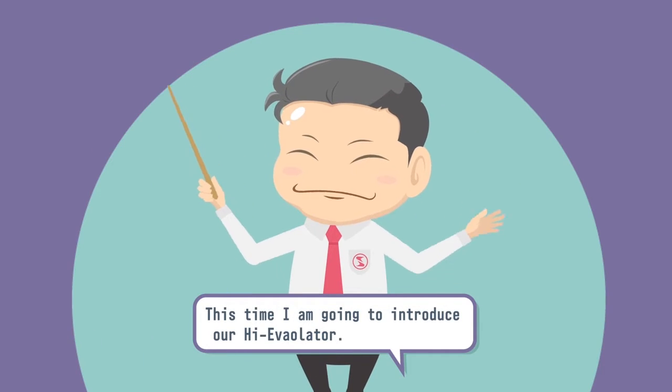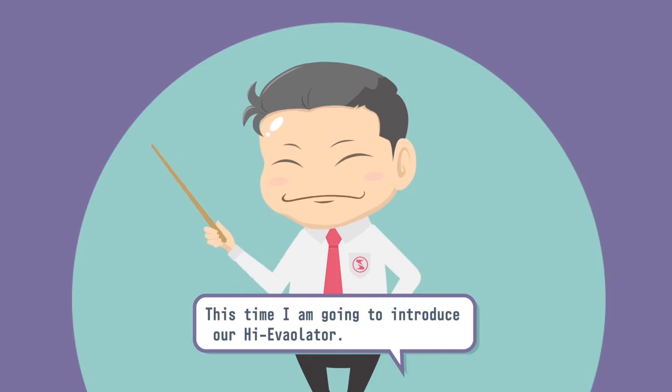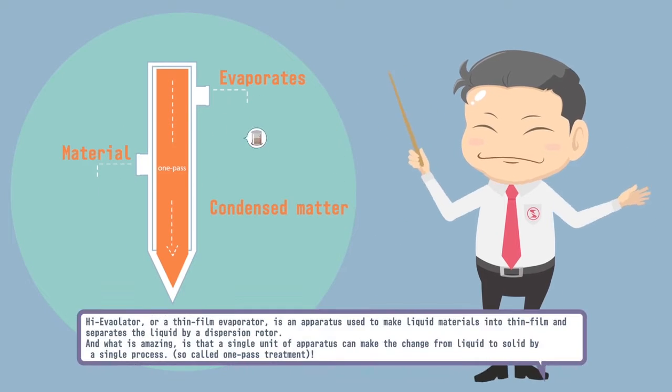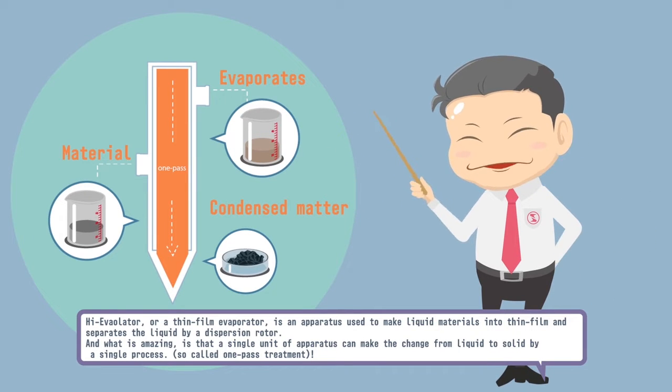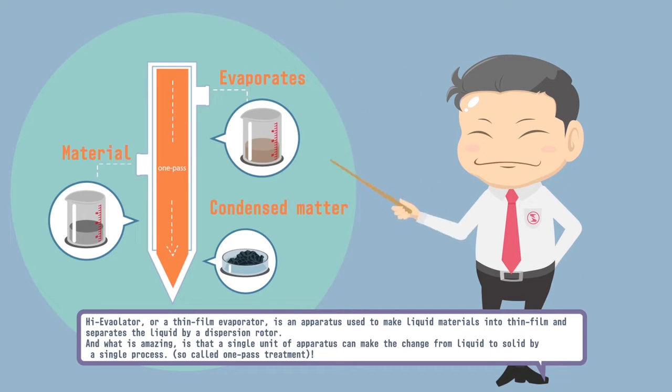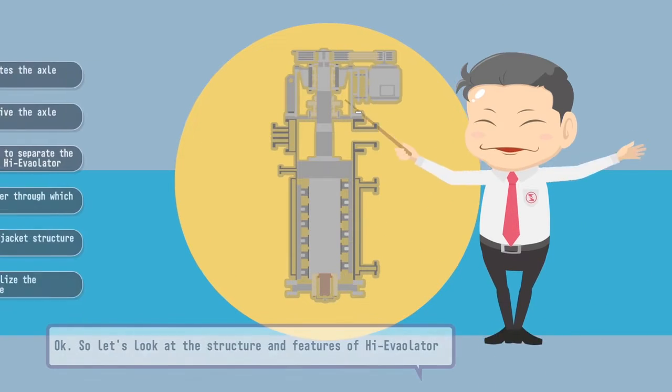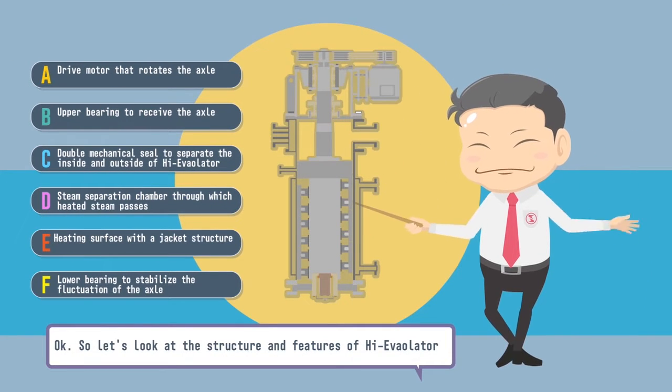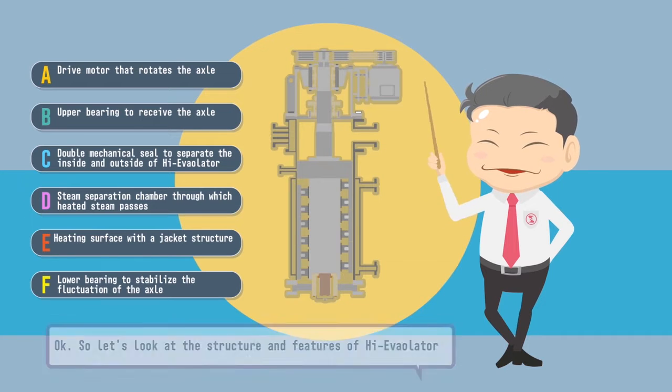This time, I'm going to introduce our Hi-evaporator. Hi-evaporator is an apparatus used to make liquid materials into thin film and separates the liquid by a dispersion rotor. And what is amazing is that a single unit of apparatus can make the change from liquid to solid by a single process. Okay, so let's look at the structure and features of Hi-evaporator.